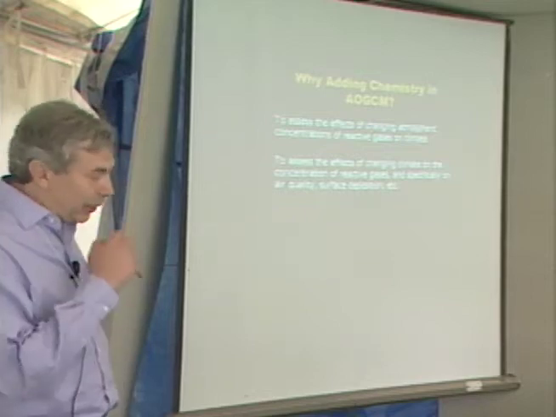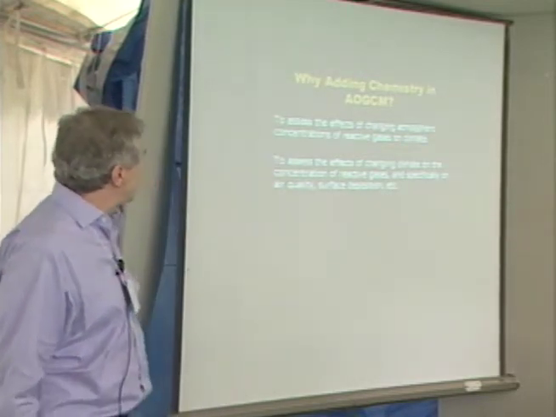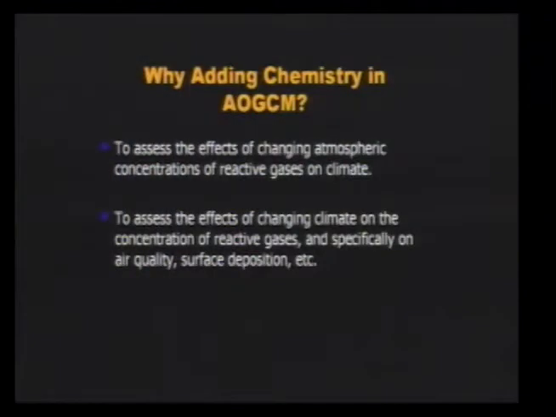So why should we add, or why are we considering adding, chemistry in general circulation models? Of course, it is to assess the effect of changing atmospheric concentrations on the climate system, especially the effect of reactive gases, which I will discuss. But very importantly, also to look at how changing climate might affect the chemical composition of the atmosphere, in particular air quality, and things like surface deposition.